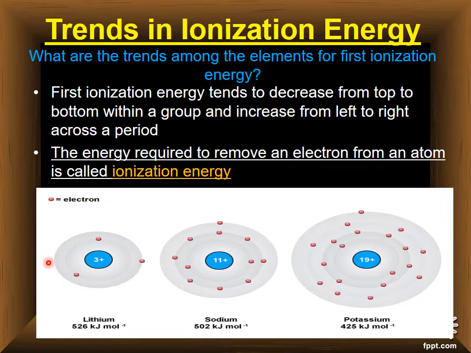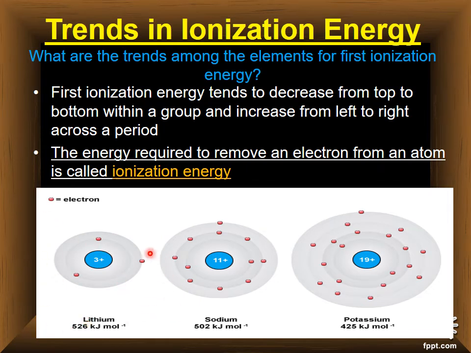Group, remember, is a vertical column. From here you can see in the periodic table, vertical column, group 1A. First is hydrogen in your periodic table, but leave the hydrogen because it's a non-metal. Start with lithium. After that you can see in the periodic table sodium, then potassium. So from top to bottom we are going.